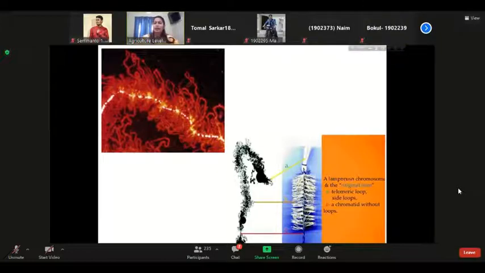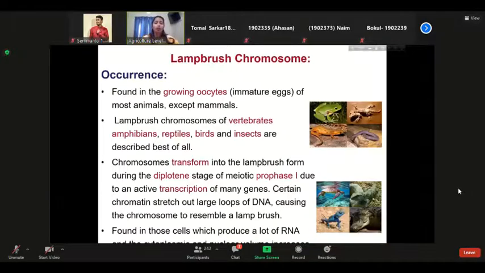Okay, can you hear me? Yes, ma'am. Okay, good. So there are some parts without any loop. It's called chromatin without loops. So this is something interesting. First time I think you heard about loops in the chromosome. Did you hear about any loops in the chromosome? Maybe not. This is the special characteristic of this type of chromosome.